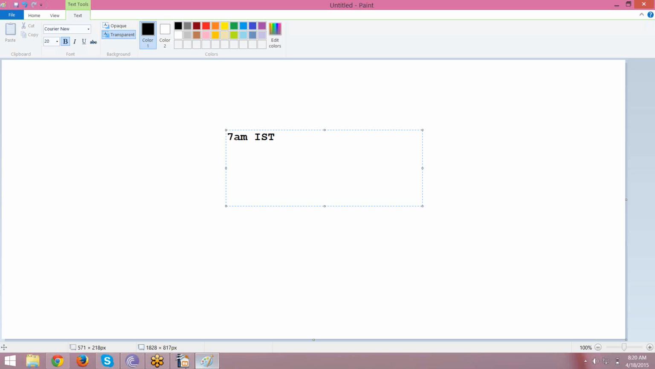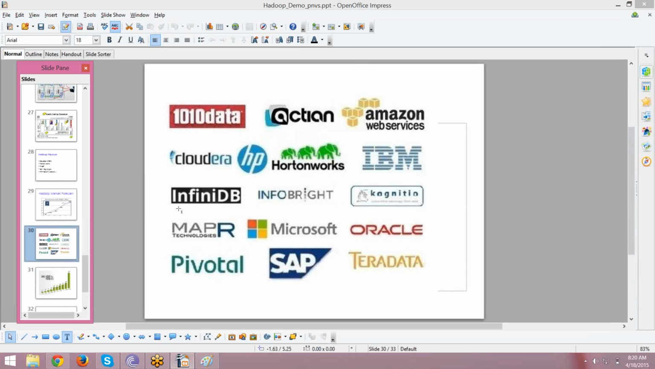One more thing: these are the companies working on top of Hadoop and coming up with their own products. Cloudera, HP, Hortonworks, IBM, Pivotal, SAP, Teradata. Yeah, I just wanted to show this one.